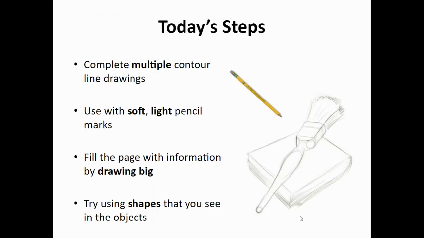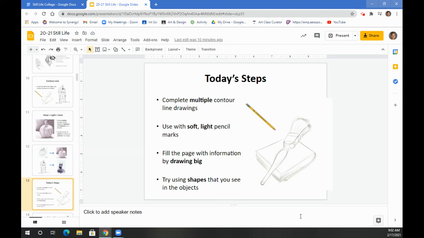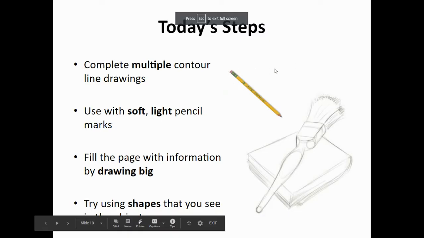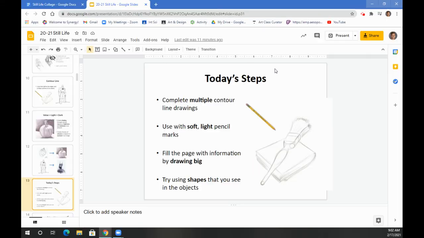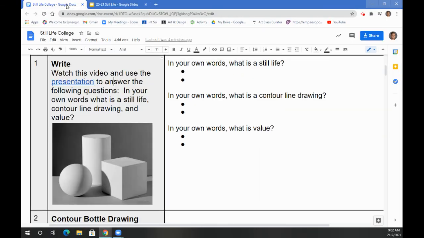So we've learned a little bit about still lifes, contour line drawings, and value. When you're working today, you're going to complete multiple contour line drawings using soft, light pencil marks. You're going to fill the page with information by drawing big, and you're going to be using shapes that you see in the objects. Be sure to draw light and then darker and heavier as you work through here.